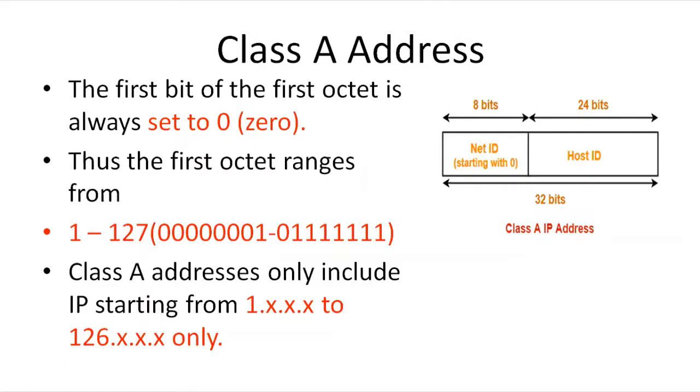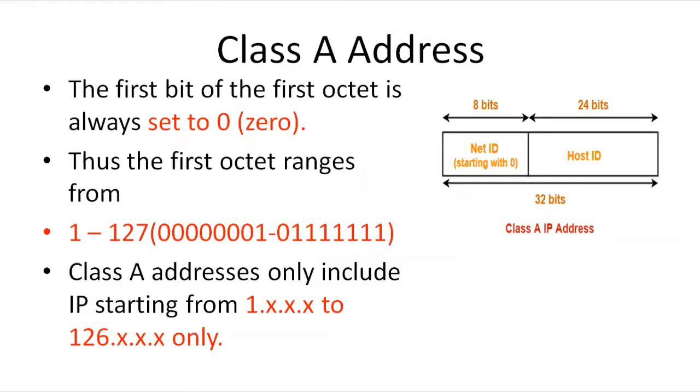The class A addresses here always set the first bit to 0. If you see here, 1 to 127. In this case, the first bit of the first octet is always set to 0. This is the first bit here. You are setting this value as 0. The first octet ranges from 1 to 127.